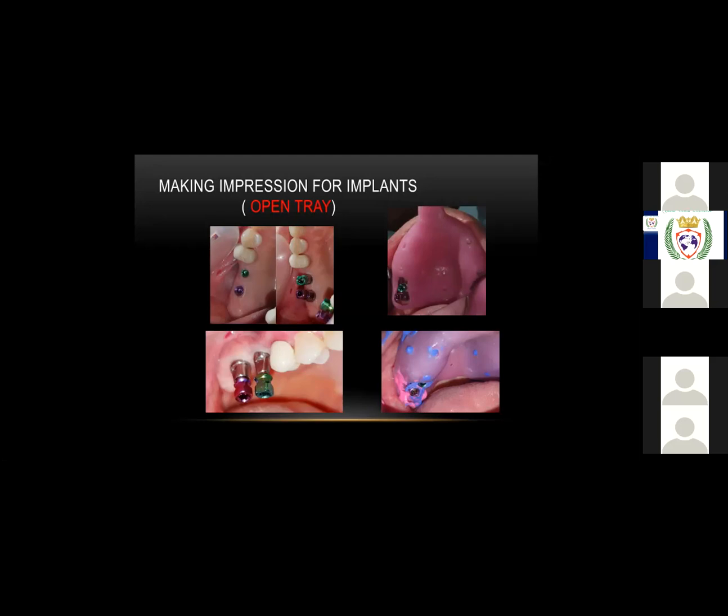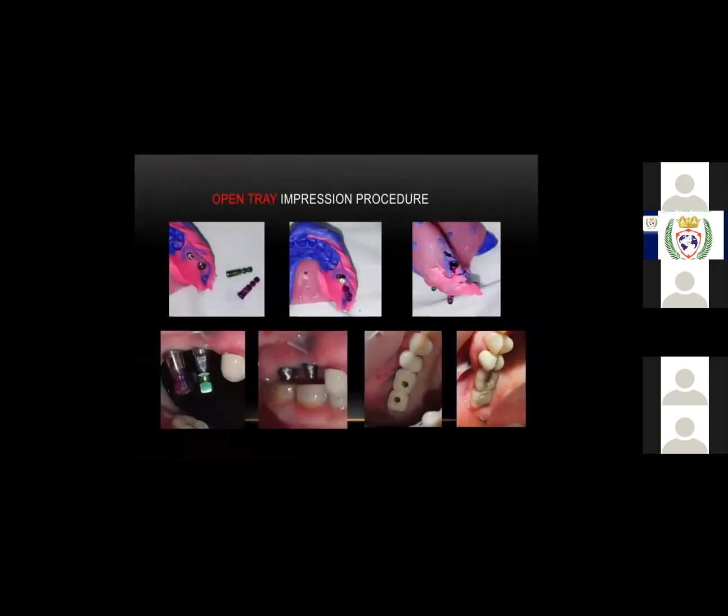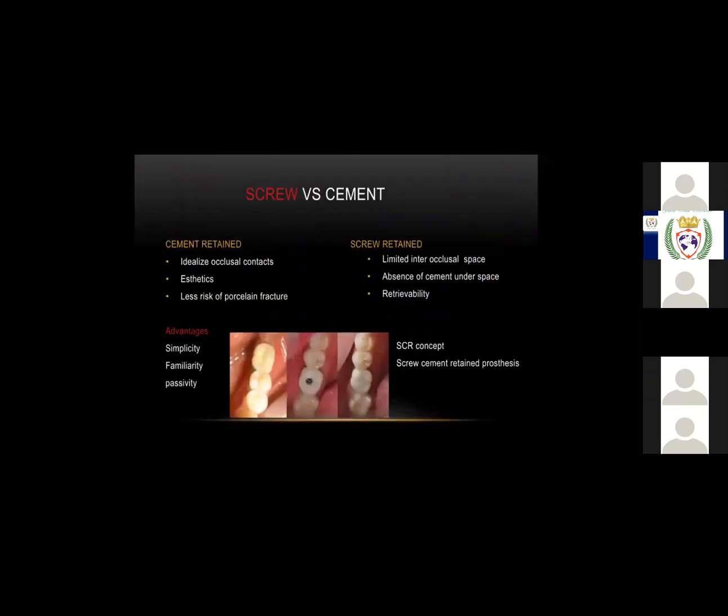There is a window there, and again the impression material is injected, and we are going to pick it up with the tray. So you can see in the first picture the copings are there in the impression, and we attach the analogs. You can see the impression surface, and also from the other side, and these two crowns are made and they have been cemented. So this is the open tray impression procedure.